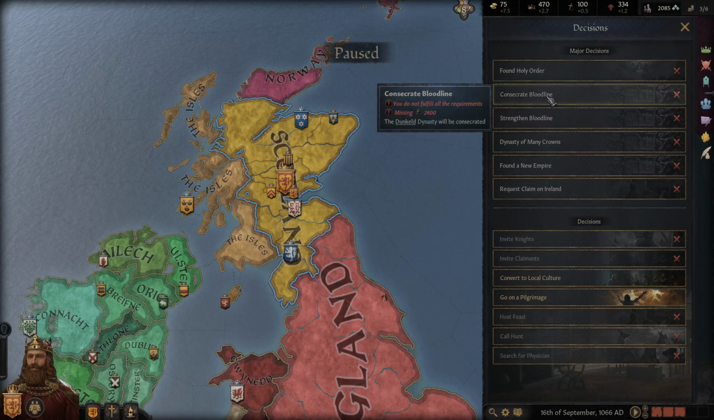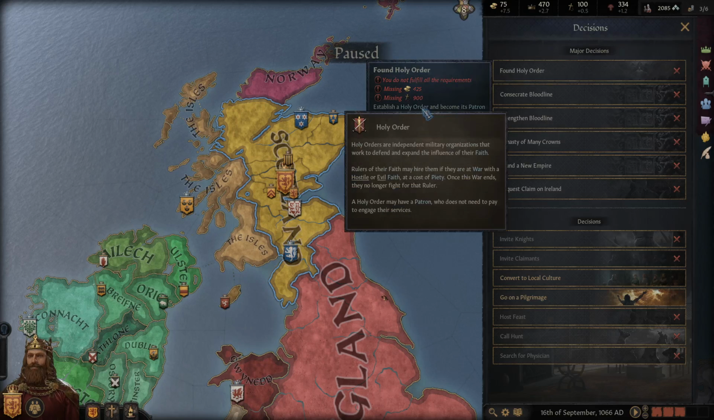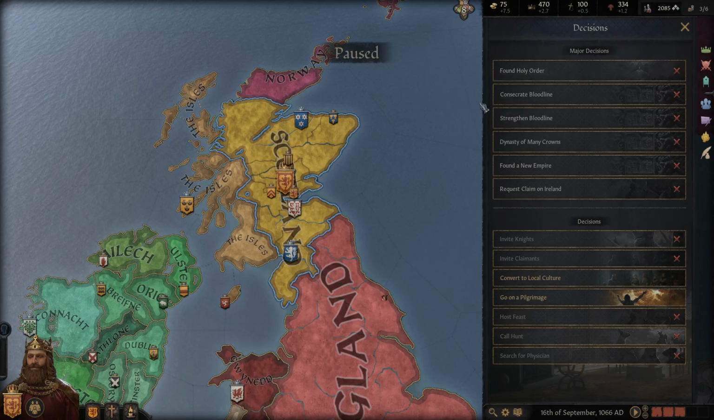So for example, if we have 2,400 piety, I will be able to consecrate a bloodline, which anybody who's seen me in CK2 since Holy Fury came out, you guys know I love to mess around with bloodlines. Definitely check out my Empire of the Outrebear campaign for that too. I start to have a lot of fun with it. We can establish holy orders. So holy orders are independent military organizations that work to defend and expand the influence of their faith. Rulers of their faith may hire them if they are at war with a hostile or evil faith at the cost of piety. Once this war ends, they no longer fight for that ruler. A holy order may have a patron who does not need to pay to engage their services, so if I found it, I am the patron.